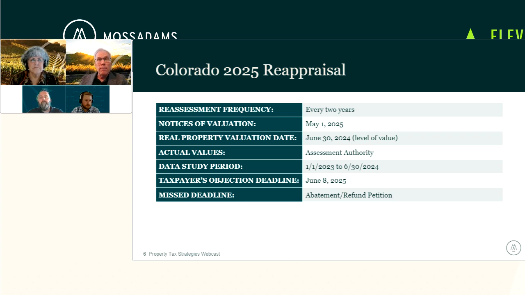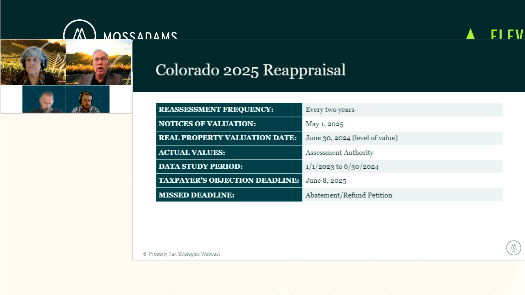The taxpayer must file an appeal no later than June 8th. June 8th this year is on a Sunday, so they've extended the deadline to June 9th. If you miss the deadline, in most states, you're out of luck. They're going to say, hey, you have to wait until next year in order to file an appeal.